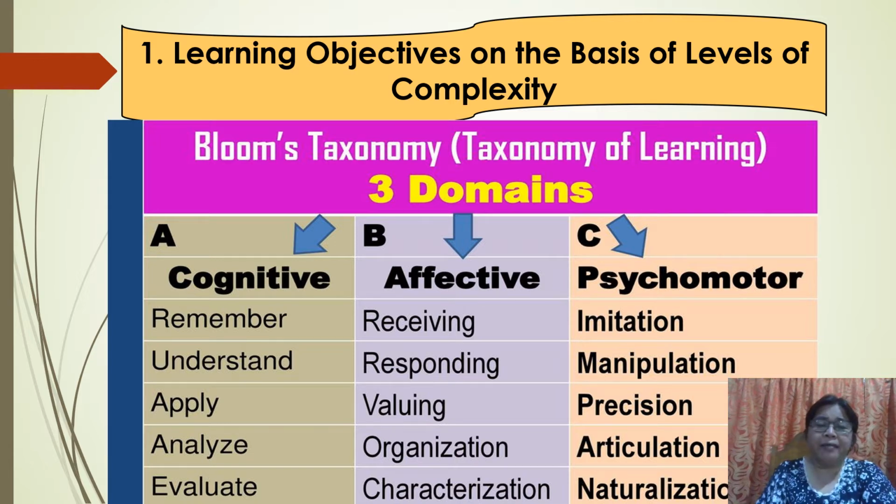at the lowest level is remember for cognitive, receiving for affective, and imitation for psychomotor. In the cognitive level, the highest level is evaluate. In the affective level, the highest is characterization, while in the psychomotor domain, the highest level is naturalization.